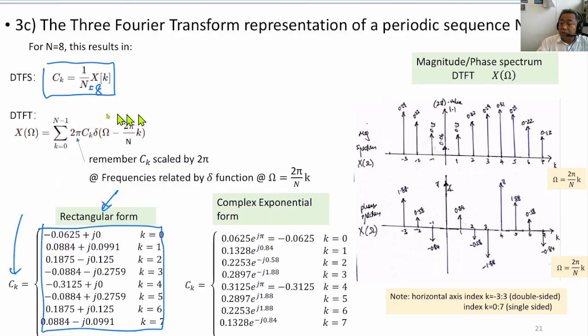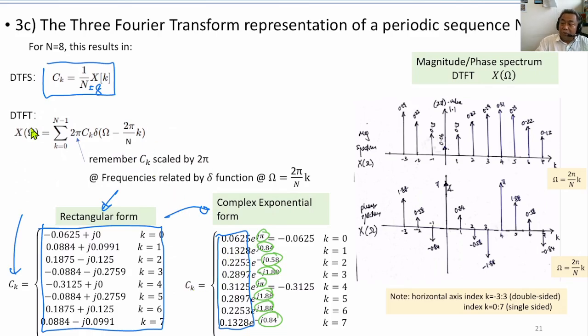This is the rectangular form of the DTFS coefficient. We want you to plot the magnitude and phase later on, and you have to convert the rectangular form into the polar form or the complex exponential form. -0.0625 + j0 is magnitude 0.0625. The minus becomes a phase of 180 degrees, π. Okay, this guy converts to this guy, and so on and so forth. So now we have the magnitude here, and we have the phase here. So all you need now is to plot the magnitude and the phase with respect to different k's if you want to plot magnitude and phase response.